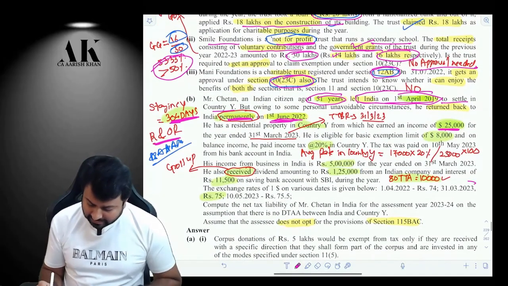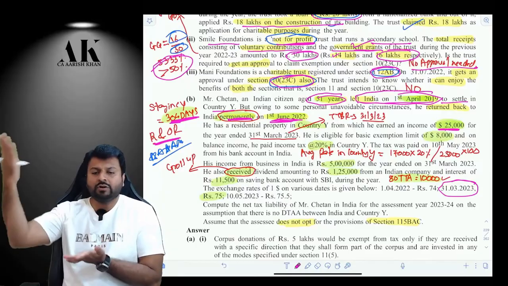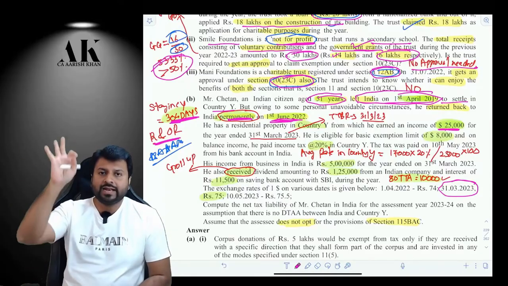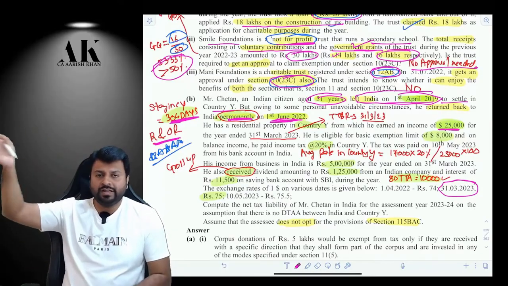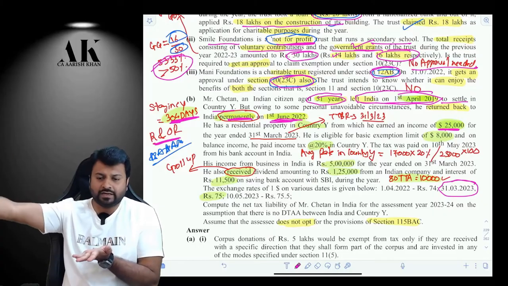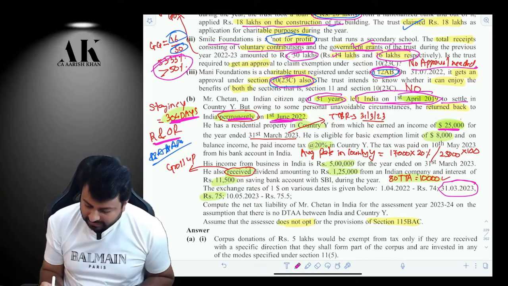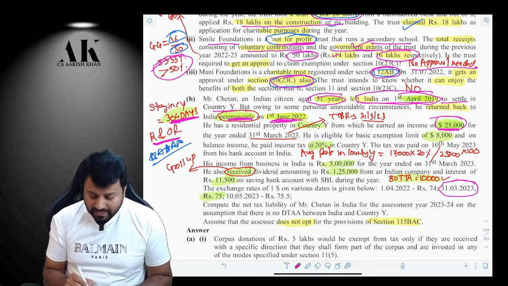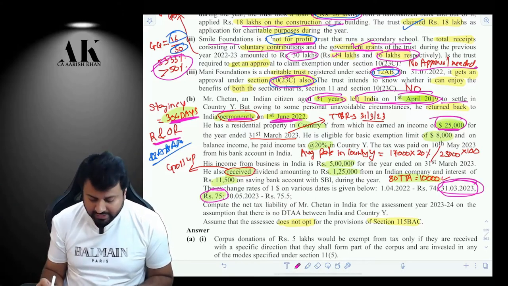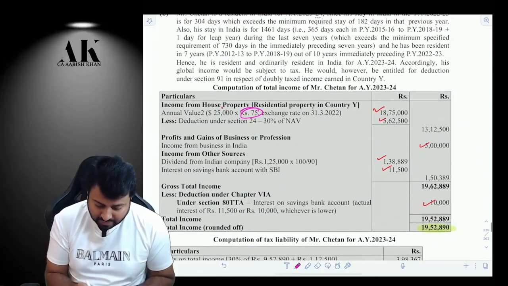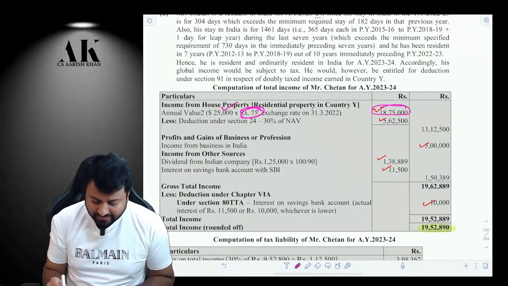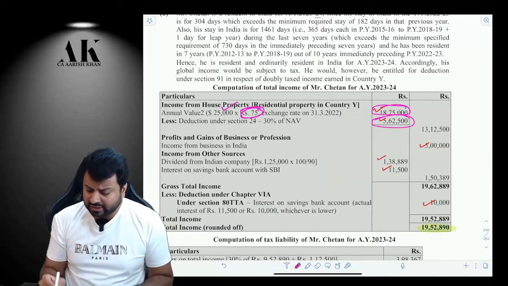I am taking 75 because, to convert the income from house property, I have to apply rule 115. And as per rule 115, income from house property, if I want to convert from foreign currency to Indian currency, I have to take TTBR as on the last day of the financial year. So, to convert this $25,000 rental income, I have to take TTBR as on the last day of the financial year, which is 75. So, therefore, this is $25,000 into 75, 18,75,000, out of which I will get 30% standard deduction in India. I will take that.